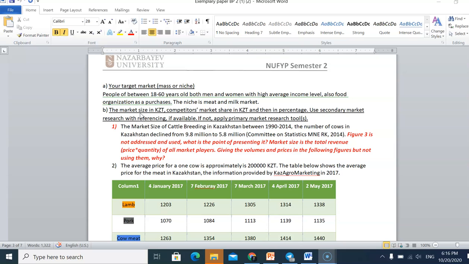Now, what if the data is not available out there? In this case, a proxy or guesstimate method is applied. What does it mean? Let me give you a very simple example. Although it's not given here, I'm going to give you a very simple example.